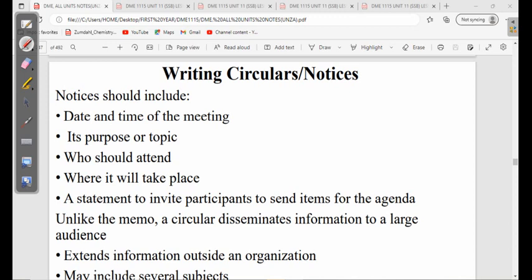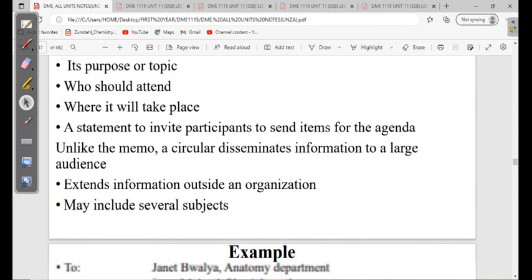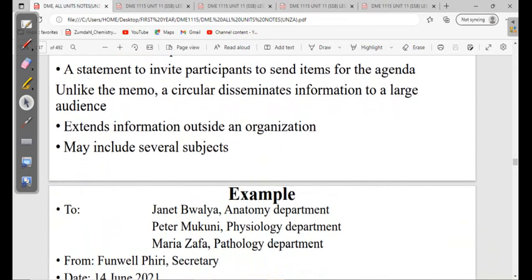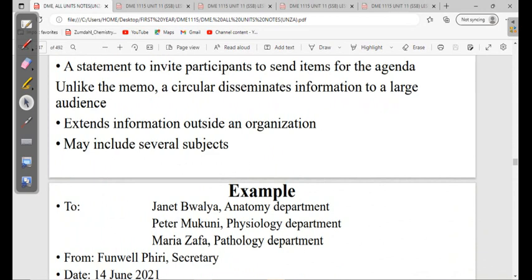Basically, a notice is something that you are going to send when you'll be having a meeting in a moment. You send it so that people are aware that there will be a meeting, and you tell them to send the things they want discussed during that meeting that you are going to have.